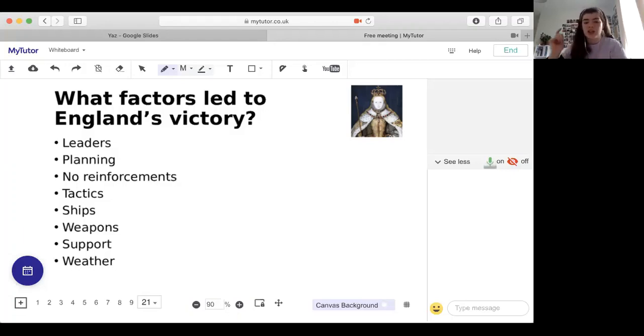Support. So the Spanish overestimated the level of support there would be in England for Spanish control and a return to Roman Catholicism. So basically they thought that a lot of people would be very happy with the idea of the Spanish coming in, overtaking England and then reinstating Catholicism.